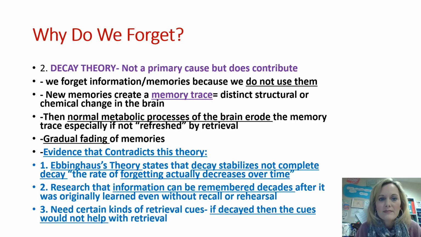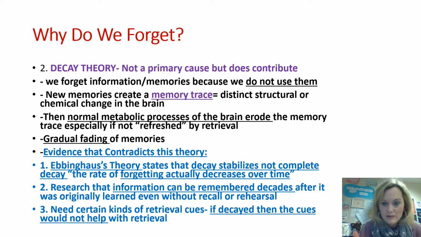Okay? All right, another reason why we don't remember is decay. It's not a primary cause, but it can contribute. New memories create a memory trace and have a chemical change in the body, and then there's a normal metabolic process of the brain that erodes the memory, especially if it's not refreshed, retrieved, and practiced, and it gradually fades out of memory. There's some evidence that contradicts this theory, that it's just going to erode over time, and that's Ebbinghaus's theory that decay stabilizes after a while.